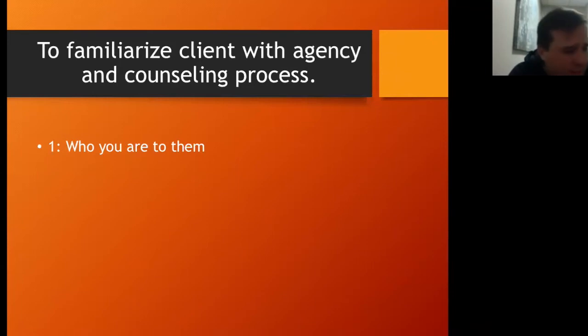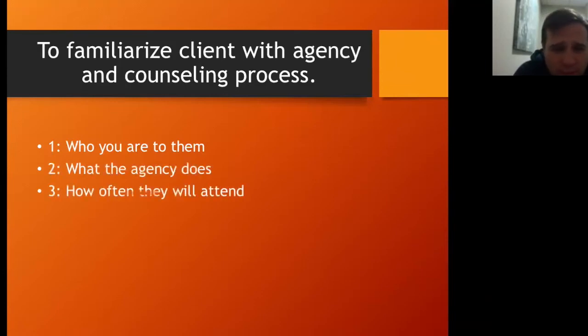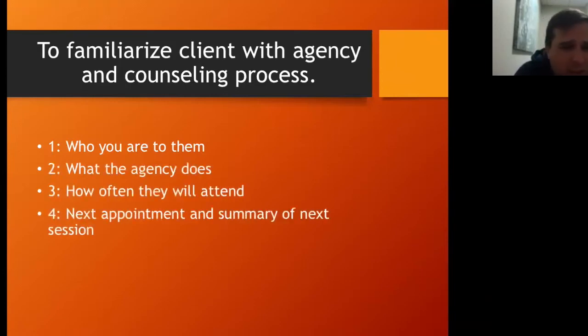They might need to come to outpatient 5 days a week, but they might not be ready to come to outpatient 5 days a week. So being open and honest with them about what the agency is like, what the process is like, will go a long way to help them determine whether or not this is the right fit for them. What our agency does, how often they'll attend, when the next appointment is, and even just a summary of the next session.